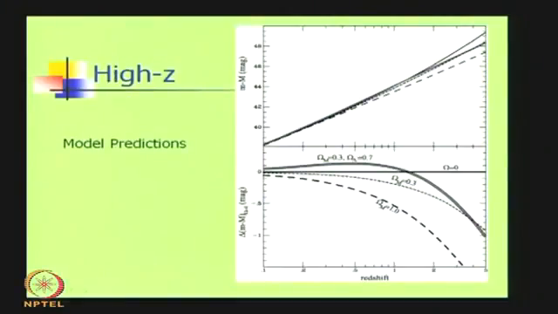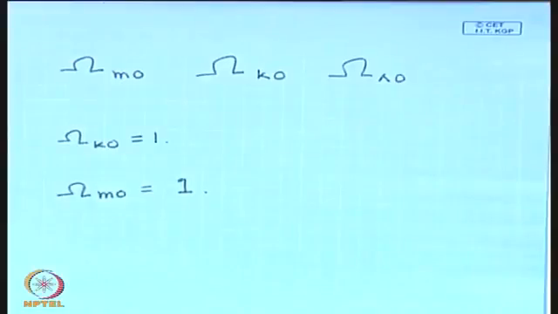Now the thick line, the double line here. Okay, let us look at the dashed one first. The dashed curve over here is a model which has omega matter naught equal to 1, a model which has only matter, nothing else, and the density of the matter is exactly equal to the critical density, spatially flat. That is the Einstein de Sitter model. That is the dashed curve here.